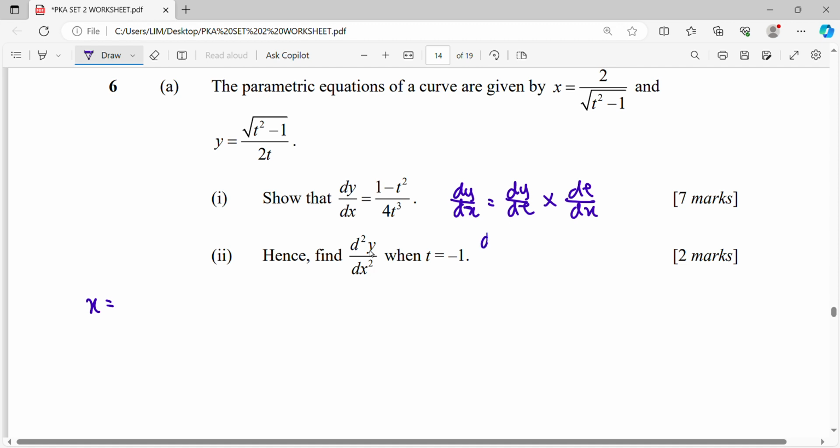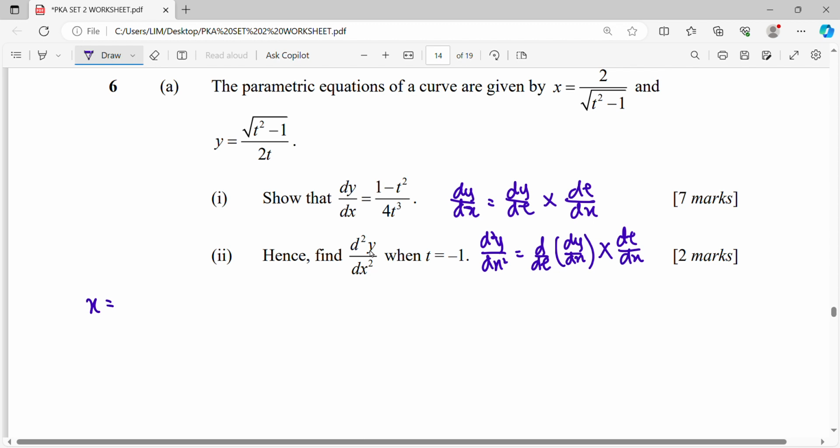So for the second derivative, you differentiate dy/dx with respect to t, times dt/dx. This is the formula, the rules. Alright, if you didn't follow the rules, everything is wrong.